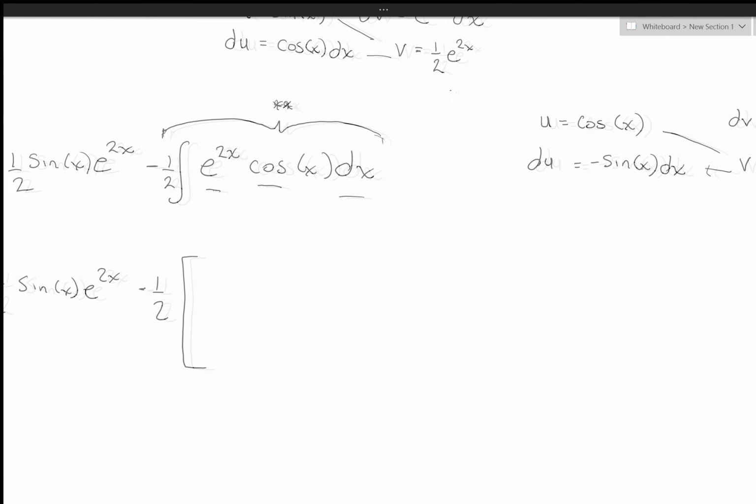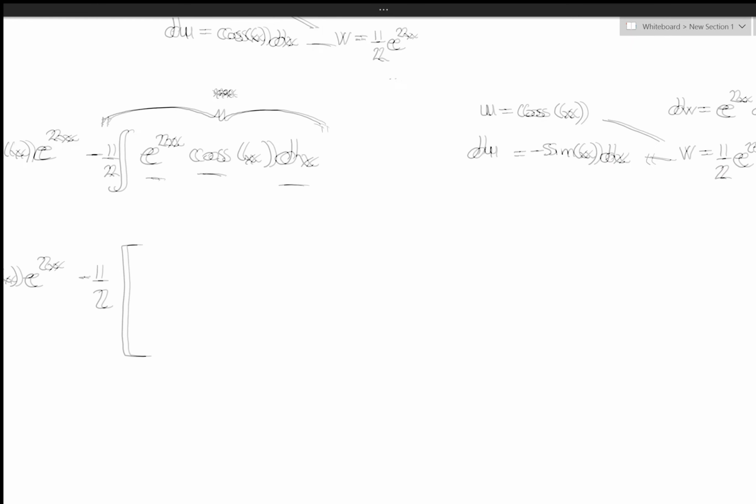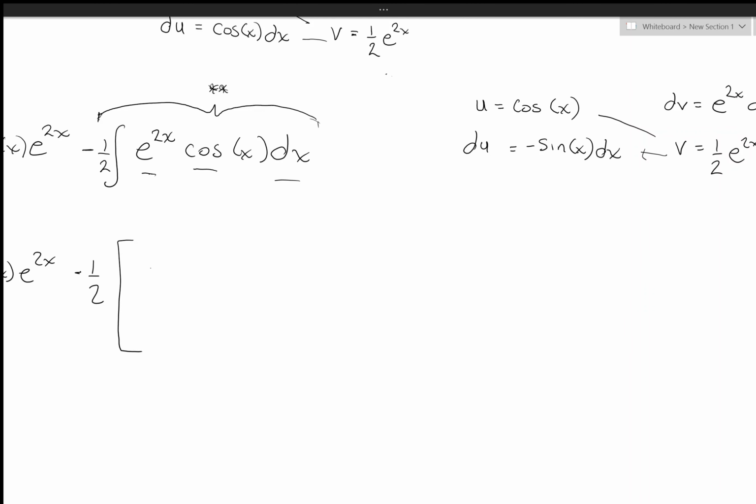What's uv? Well, uv is 1/2 e to the 2x times cos x, minus, now we have the integral of v du. So v is 1/2 e to the 2x. Du is negative sine x, so I'm going to put a plus here, sine x dx.